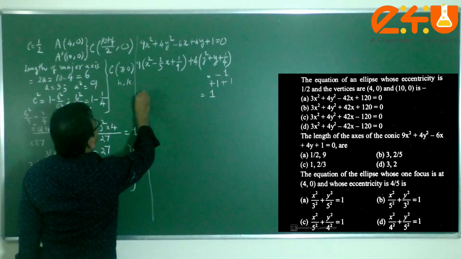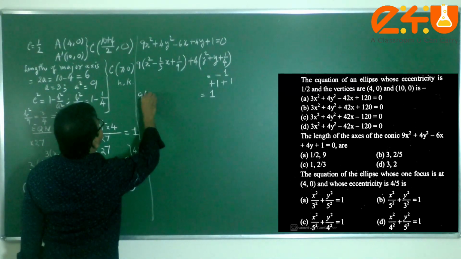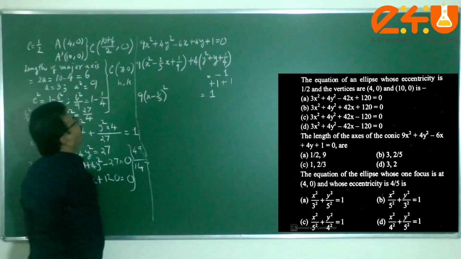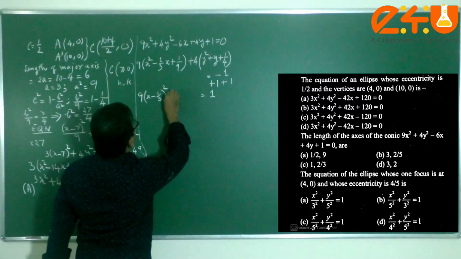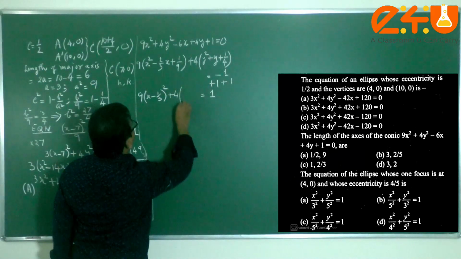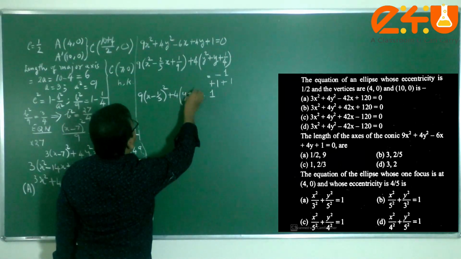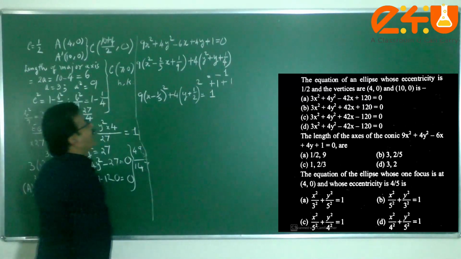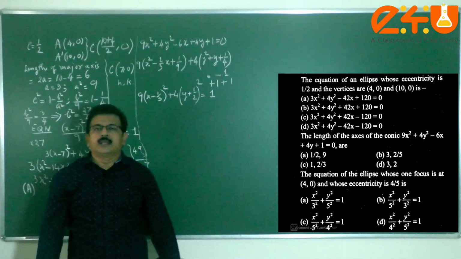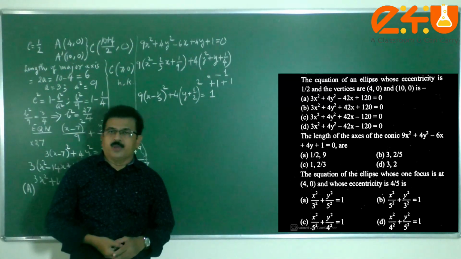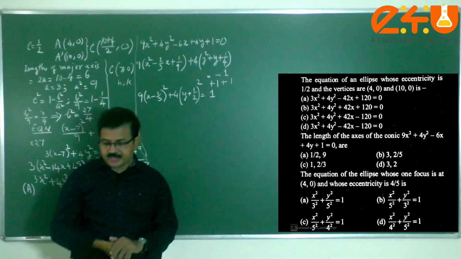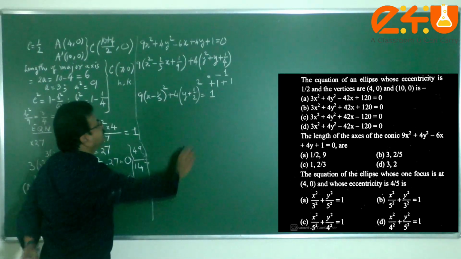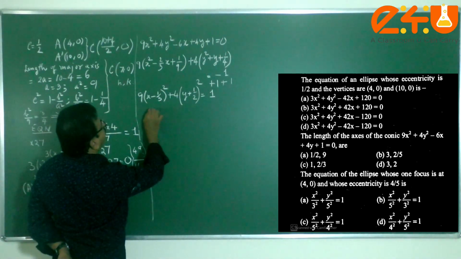In the LHS what you have now is x minus 1 by 3 the whole square plus 4 times y plus 1 by 2 the whole square. So this is the completed square format of the given equation. Now let us put it in proper form.